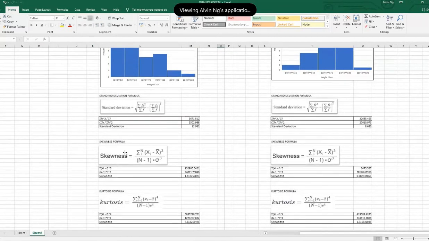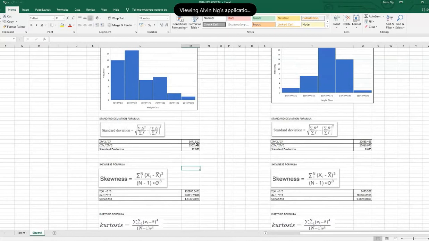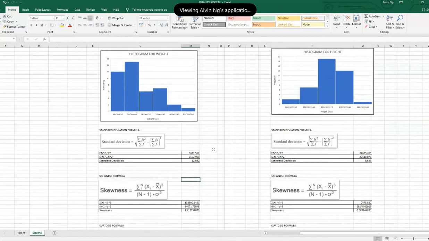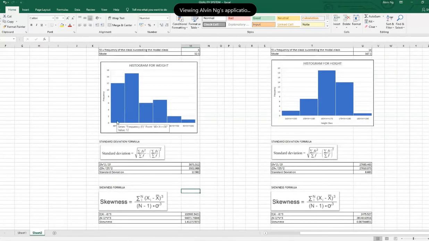Maybe you can say about the skewness of the graph. Okay, they got the skewness, both have skewness. This one is more to the normal distribution, and this one is skewed to the left. Therefore, you see that there are more people with lighter weight, right?